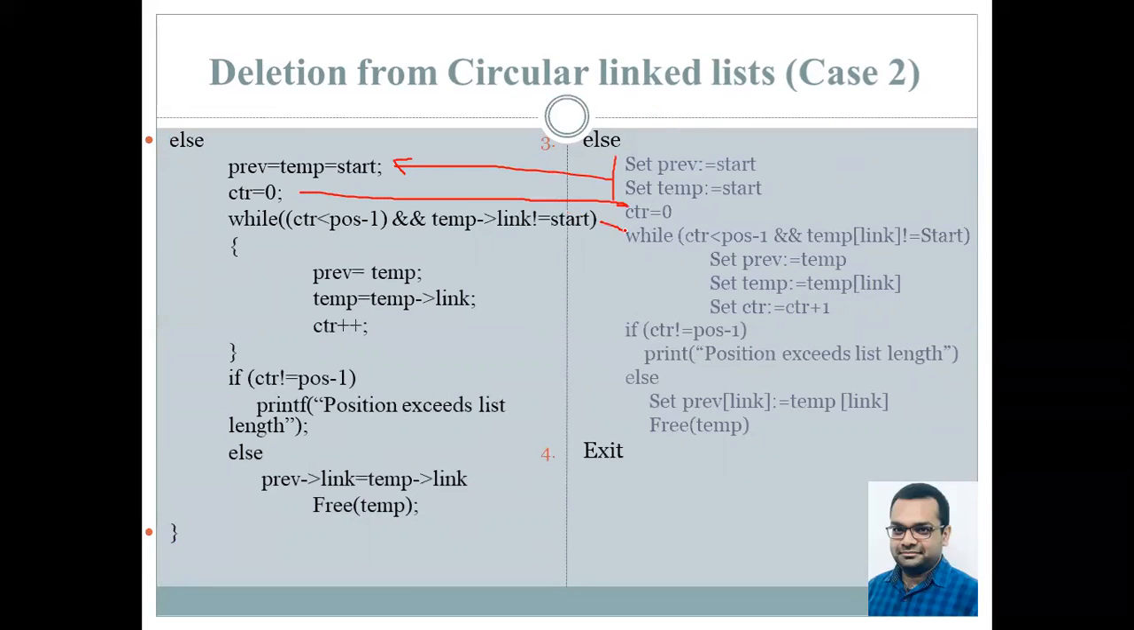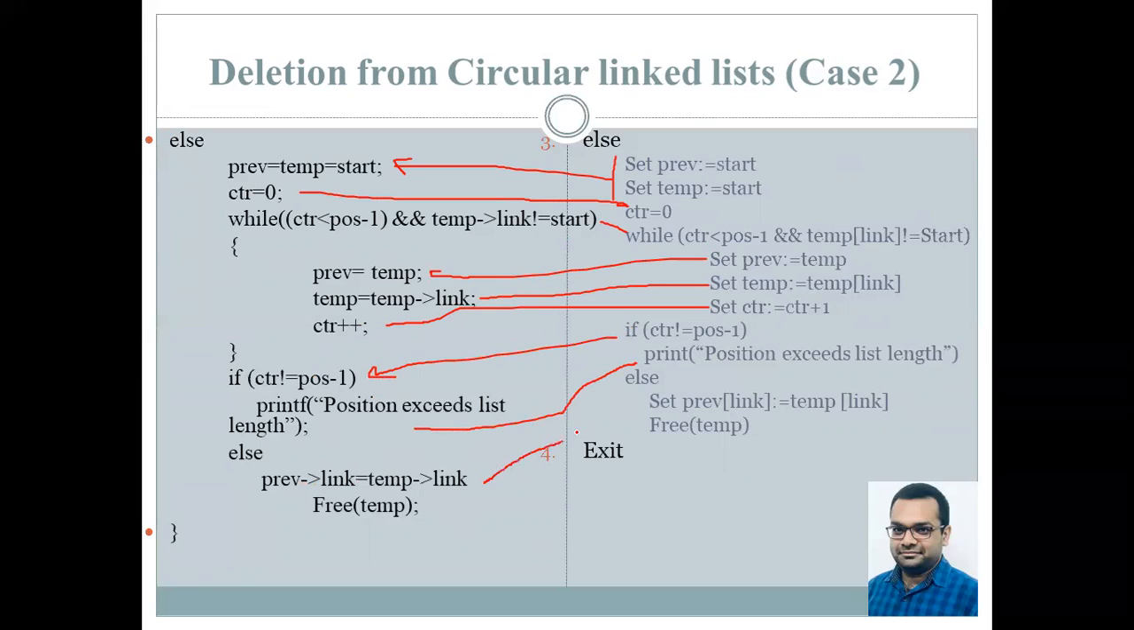Now we check in the while loop if counter's value is less than position minus 1 and temp's link is not equal to start. So we initialize previous with the value of temp. Temp is incremented and the counter is incremented. When the while loop exits, we check if counter's value is not equal to position minus 1. So we simply print that position exceeds the list length. Else we set previous link equal to temp link and we free the memory allocated to temp.